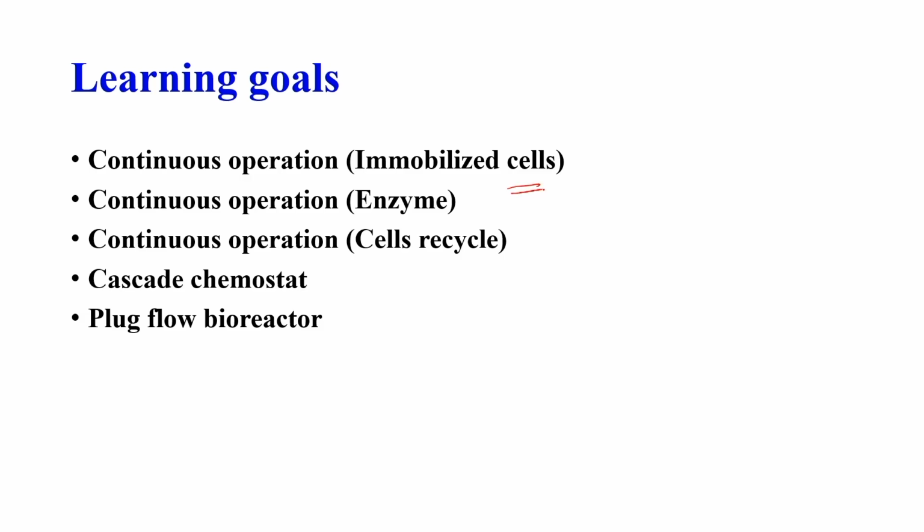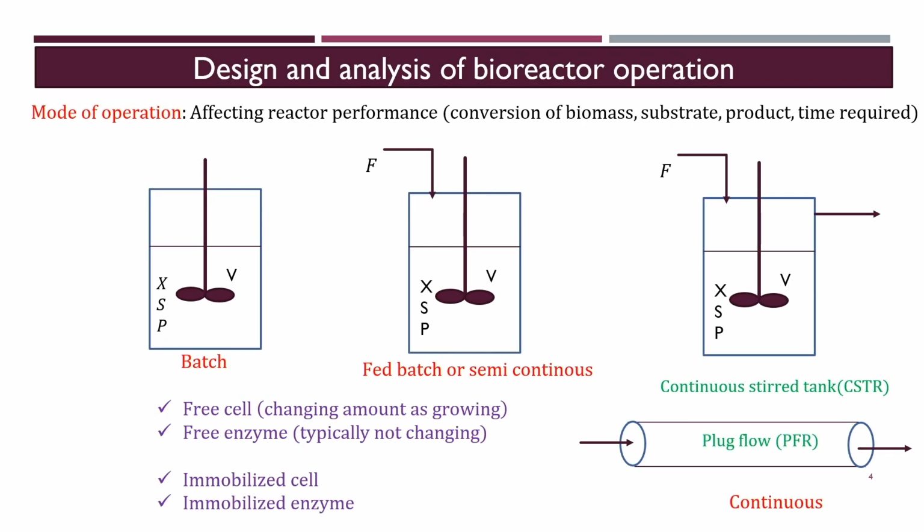Before we go ahead, these are the outlines for today: the continuous operation with immobilized cells, with enzymes, with cell recycle, cascade chemostat, and then we will go for another continuous mode of operation, that is plug flow bioreactor. These are the schematics of batch, fed batch, semi continuous and continuous. In the continuous, that is the CSTR as well as the PFR, and this biological agent can be free cell, free enzyme, immobilized cells as well as immobilized enzymes.